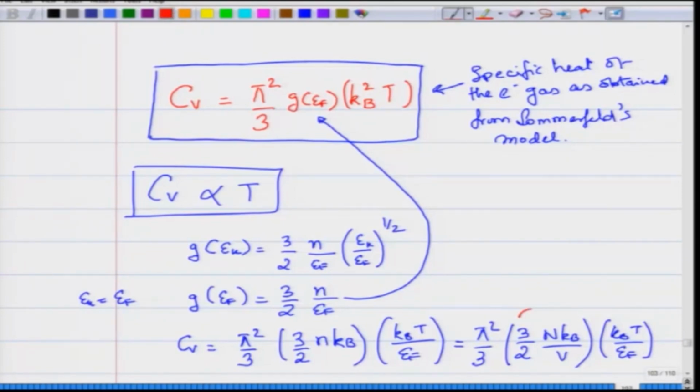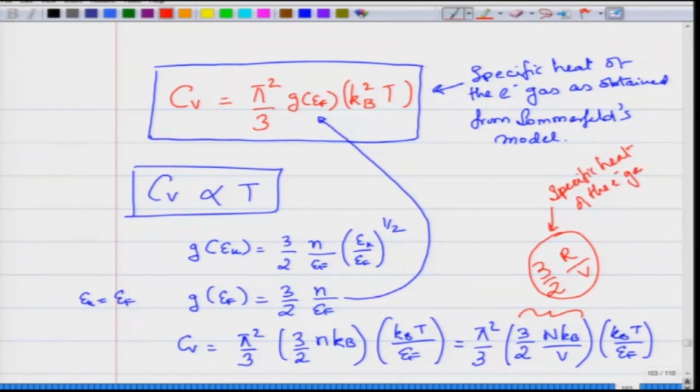What is this? This is nothing else but 3 by 2 R, the specific heat of the electron gas per unit volume from kinetic theory. This is the specific heat of the electron gas per unit volume from Drude's model, which uses the electron gas model as kinetic theory. We are using the kinetic theory of gases. You know that it is going to be 3 by 2 R for N electrons in this gas, it will be 3 by 2 R.